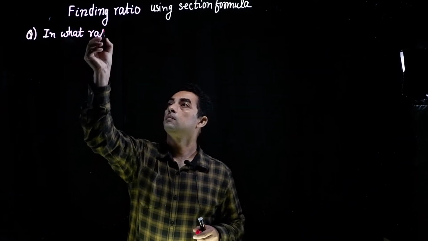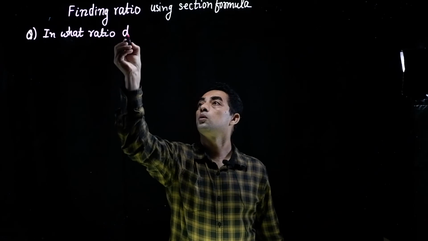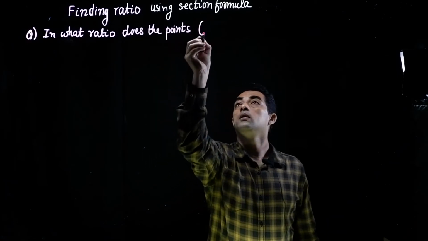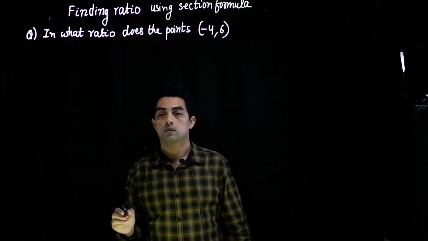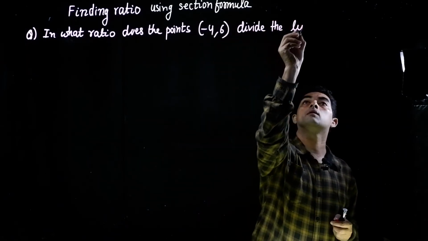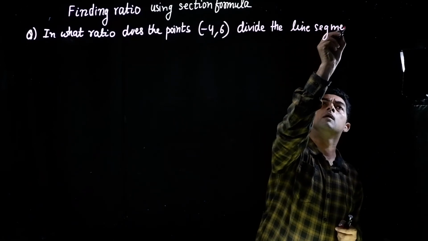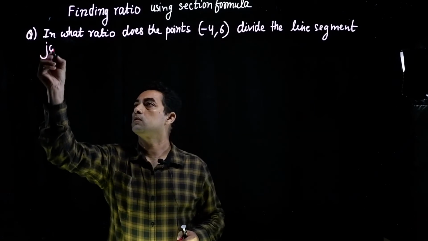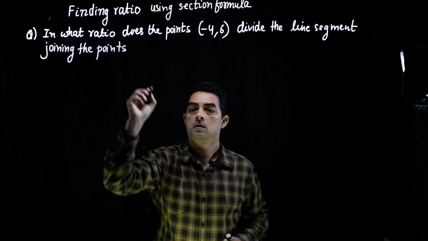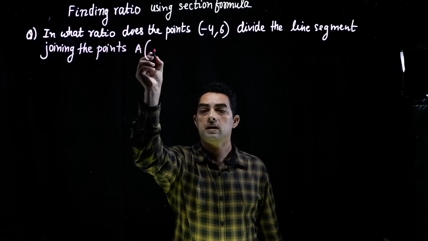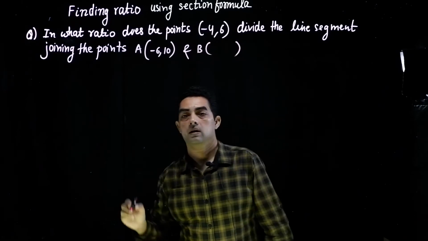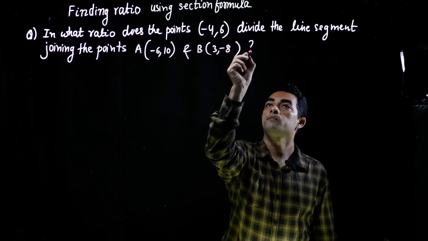Question is, in what ratio does the point (-4, 6) divide the line segment joining the points? We'll take 2 points. Point A, let's take it as (-6, 10), and let's take point B as (3, -8). So this is our question.